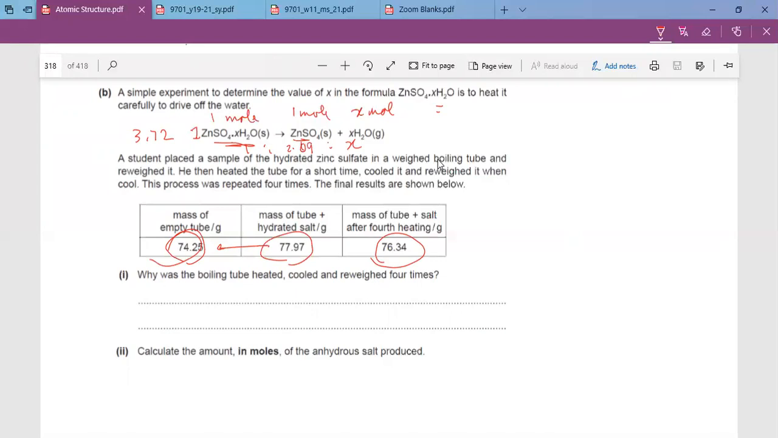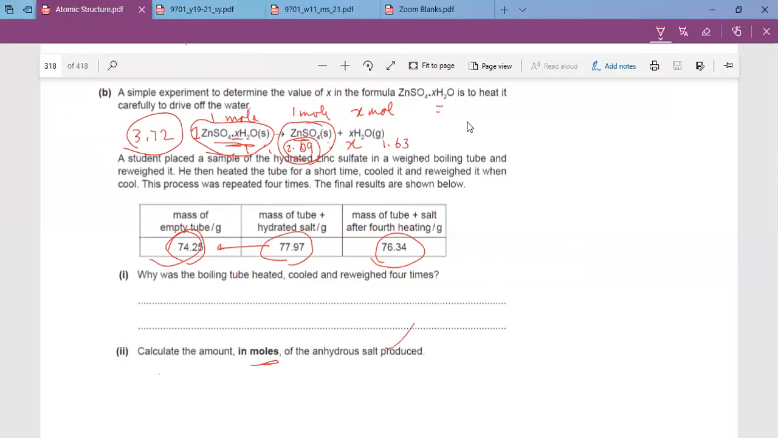So you can find the mass of water, which is this minus this. You will get 1.63. Now, all you have to do is find the number of moles of which one? You can't find the moles of the hydrated salt because you don't know X. So this one you can find: the number of moles of the anhydrous salt.